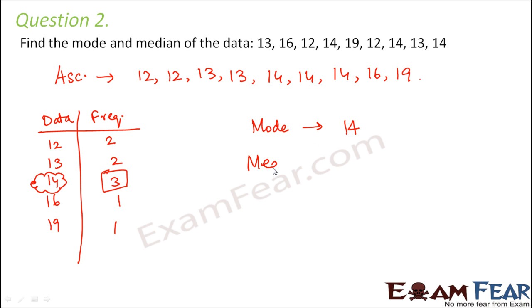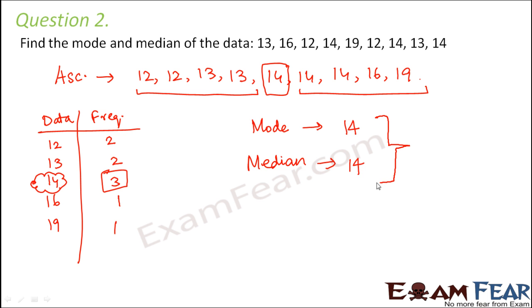And what would be the median? Median is the middlemost term. So here 1, 2, 3, 4, 5, 6, 7, 8, 9. So we can divide it into 4, the middle one, and 4. So the middlemost number again is 14. So in this case, we see that the mean and the median and the mode of this set of data are the same.